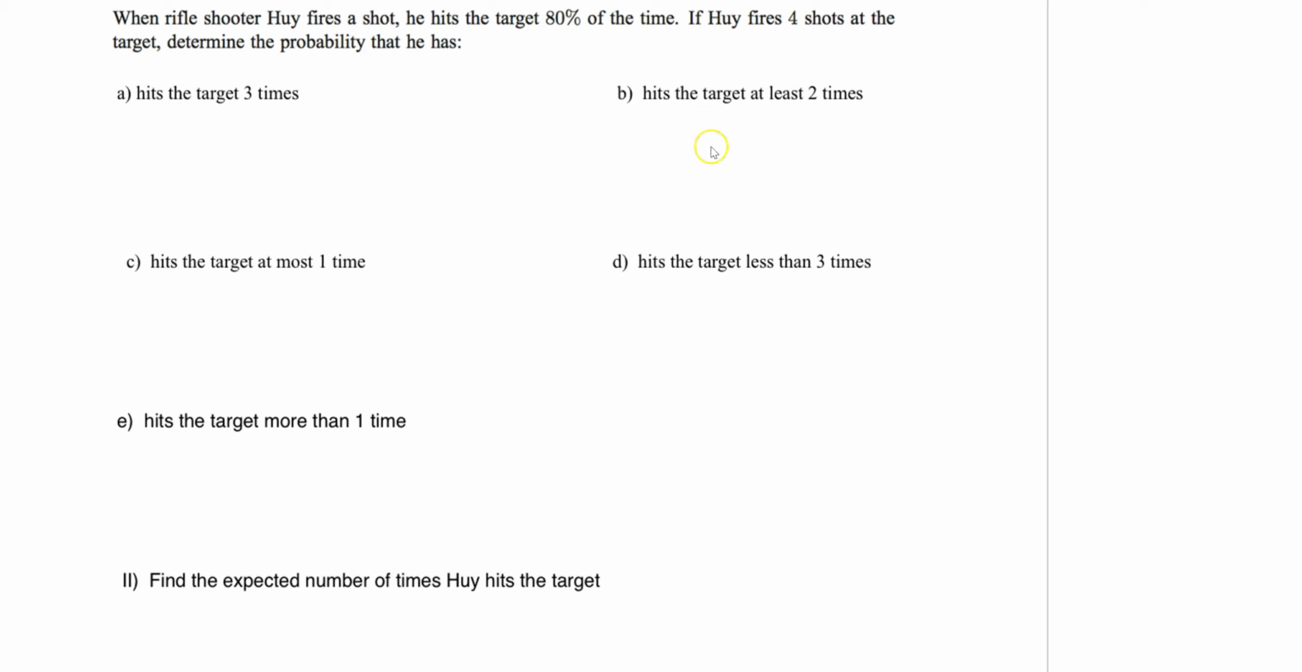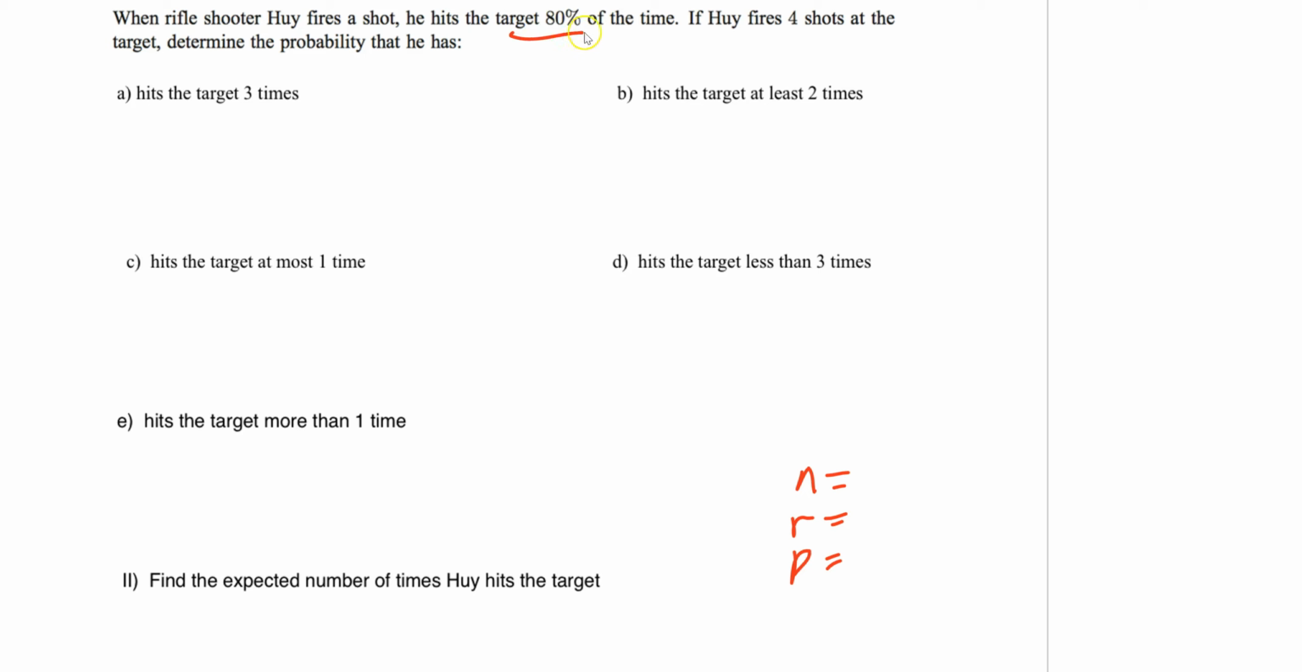So first, it is binomial. Remember, with binomial, you need 3 things. You need n, you need r, and you need p. You need the total number of shots he's taking. You need the ones that we want. And we need the probability. Now, p and n are probably not going to change based on what we're doing.